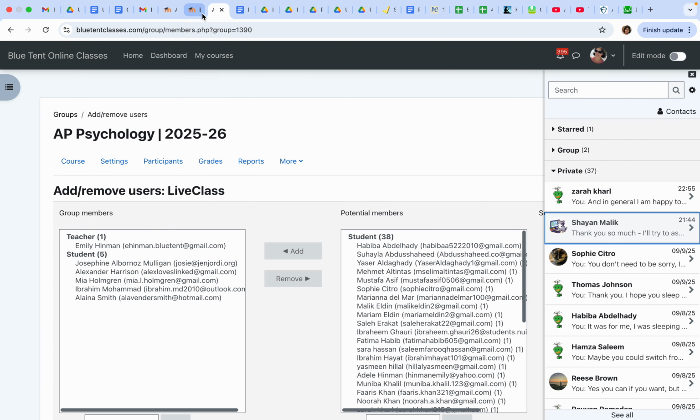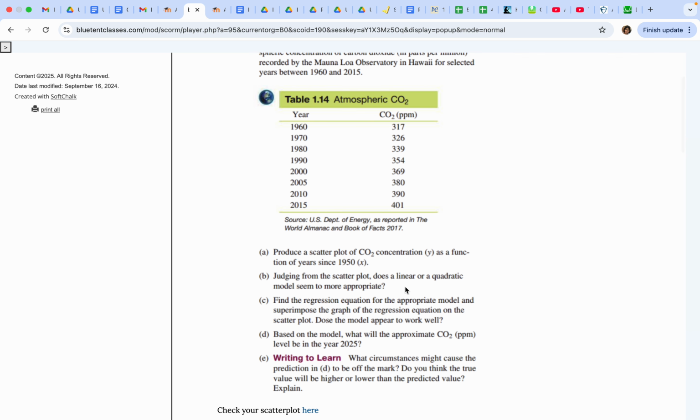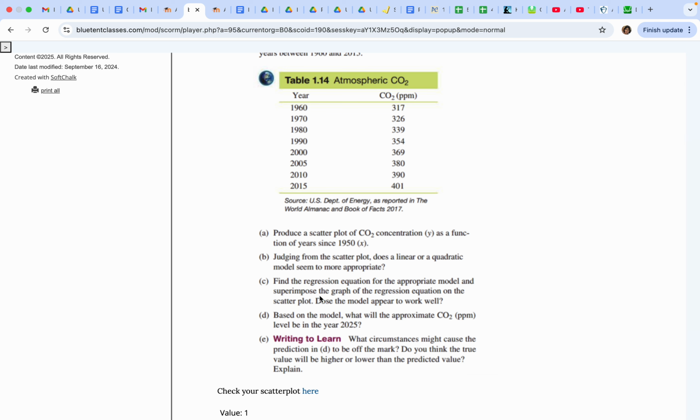So let's go back to the question. It says judging from the scatter plot, which is very hard to tell, but we went ahead and used the linear regression, and we found the two regression models. How can we use those? Based on the model, what will the level be in 2025?